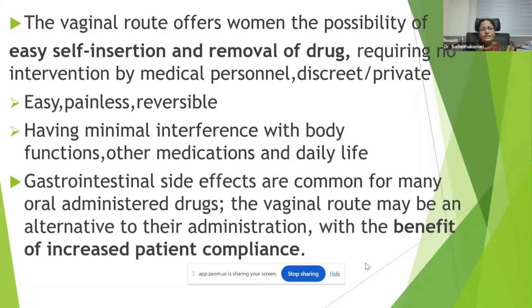Next advantage is it has minimal interference with the body functions or other medications, and also it will not affect the daily life of the lady. As I already told, the gastrointestinal side effects are much less when the medication is introduced through the vaginal route.